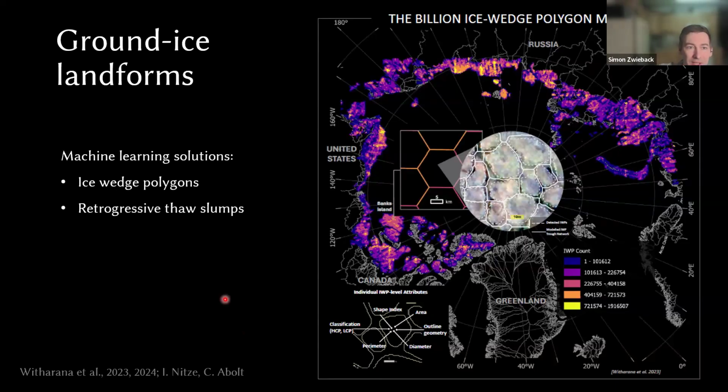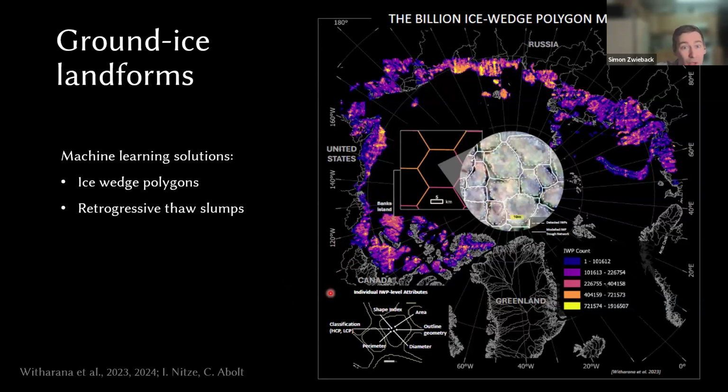And that is something that we can train a machine learning model to learn. And there have been various studies using deep learning to map these kinds of ground ice landforms. One very famous one is by Chandi Vitharana at the University of Connecticut, who looked at high-resolution commercial satellite imagery over the entire tundra region in the Arctic and used that to count the number of ice wedges that are actually visible at the surface.